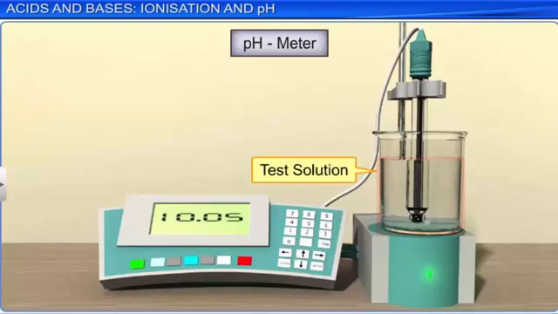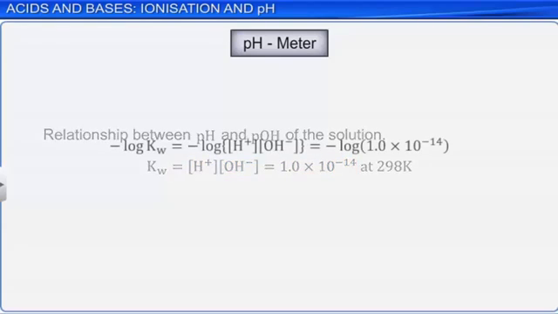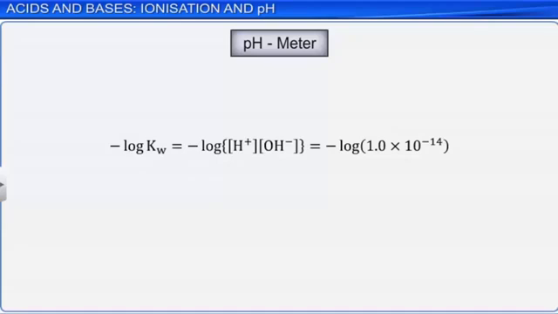As we saw earlier, the ionic product of water at 298 Kelvin is equal to the product of the concentration of H plus and OH minus ions, which is equal to 1 multiplied by 10 to the power of -14. On taking negative logarithm on both the sides of the equation, we get negative log of Kw is equal to negative log of H plus and OH minus ion concentrations, which is equal to negative log of 1 multiplied by 10 to the power of -14.